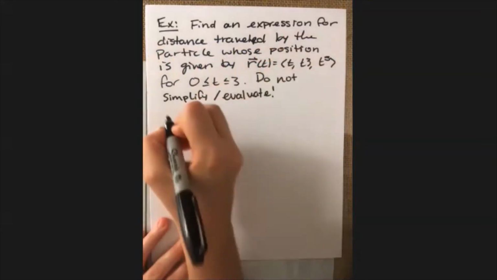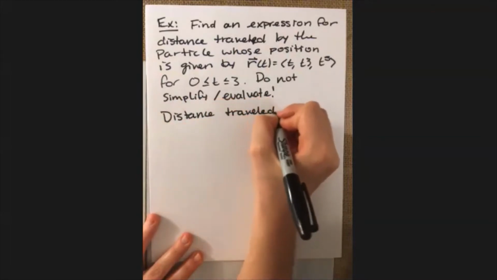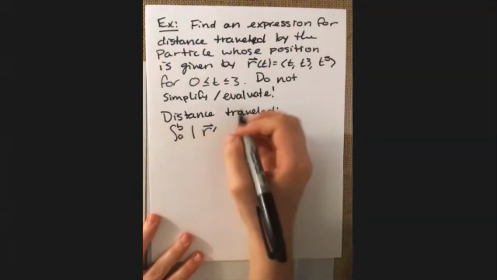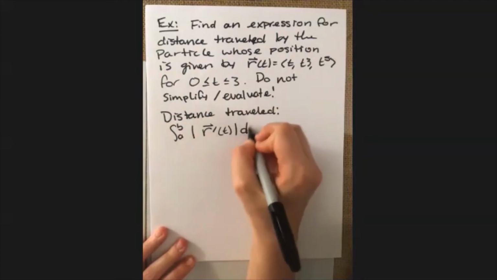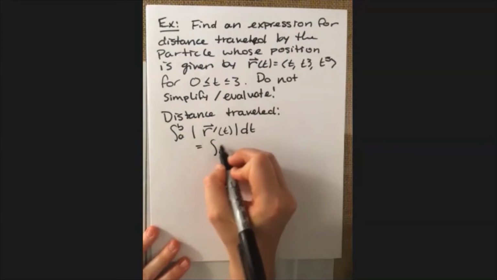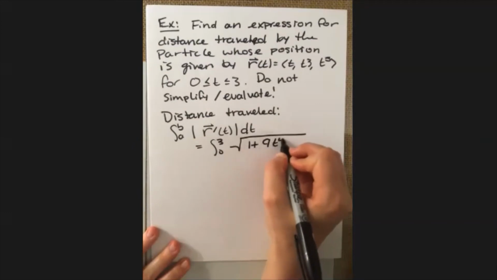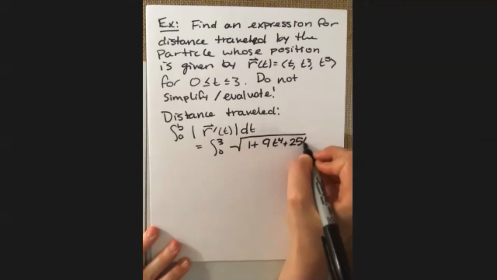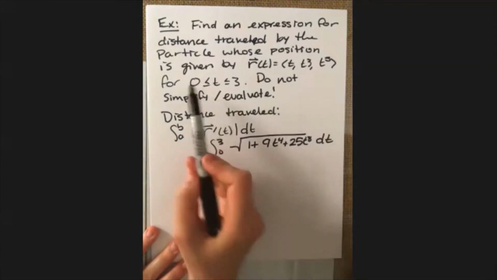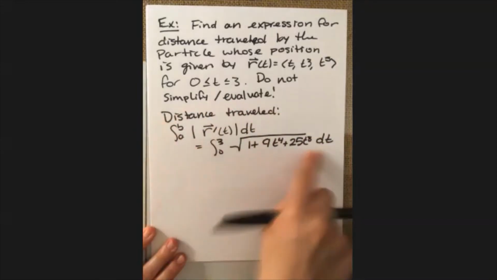Okay, so the distance traveled is given by the integral from a to b of the length of the velocity vector. That we determined to be the square root of 1 plus 9 t to the 4th plus 25 t to the 8th, and then you have dt. The bounds of the integration are really just the endpoints of the interval that you're looking at. So this would be how you would set it up.